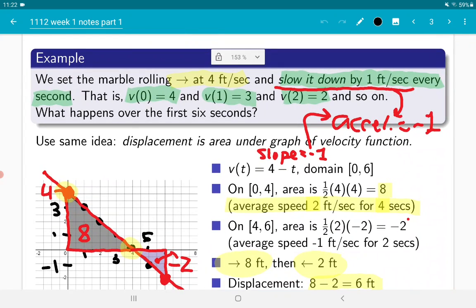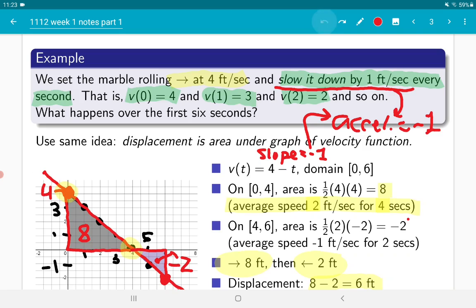In this example, I said, let's start the marble rolling off to the right at 4 feet per second, and we're going to cause it to decelerate at a constant rate. So we're going to slow it down so that its velocity is going down by 1 foot per second every 1 second. And that's what produced this velocity curve that was a straight line with a downward slope of -1. That was that rate of deceleration of 1 foot per second per second.